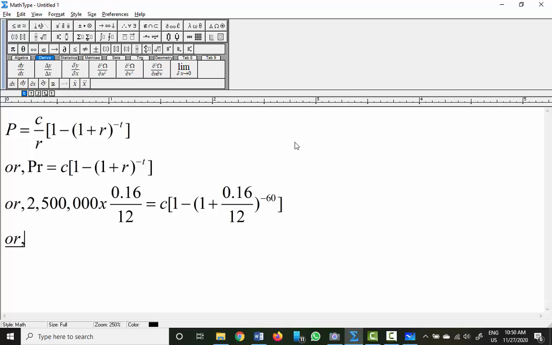So first of all, let us do this multiplication. We will multiply this one, right? So 2500 multiplied by 0.16 divided by 12, right? So 2.5 million, that means 25 lakh taka multiplied by 0.16 divided by 12. So let me do this one.